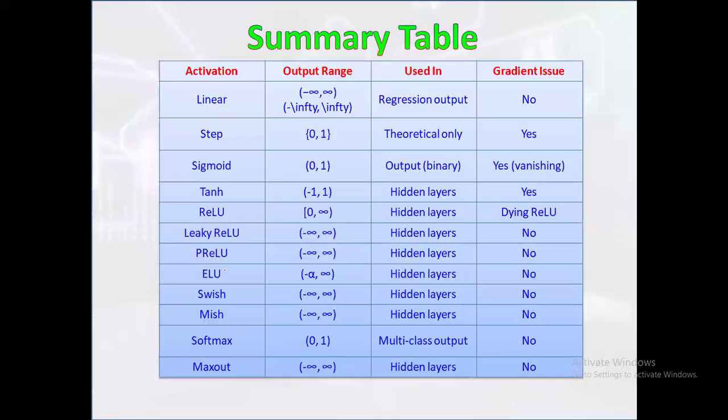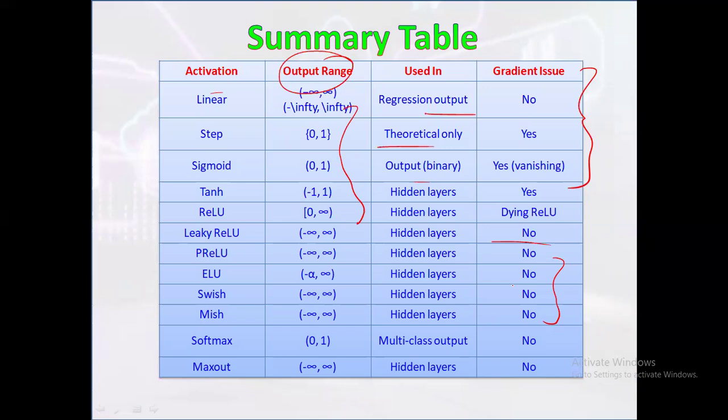Next, coming to this table. For all the functions, the output range will be like this, and it is used in regression output. Step is used for theoretical purposes. Then whether the gradient issue is there or not, whether vanishing occurs or not. So this is the summary table.